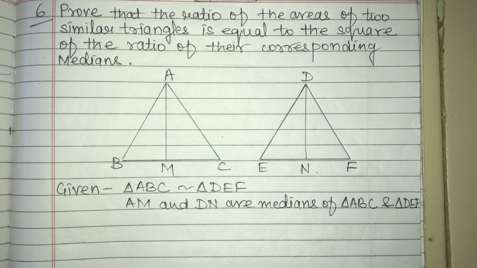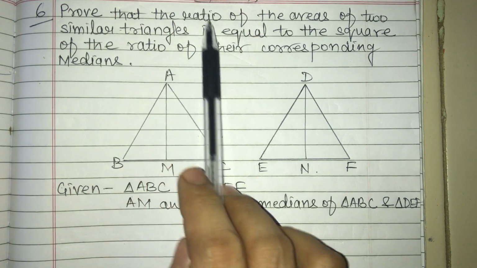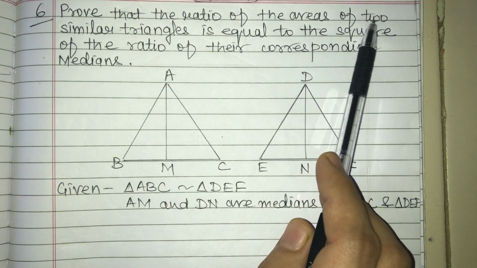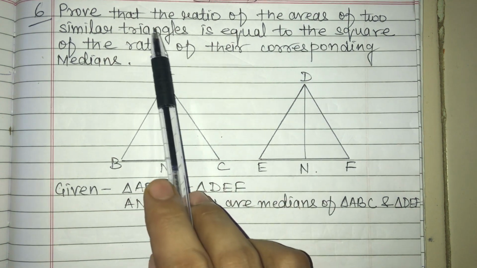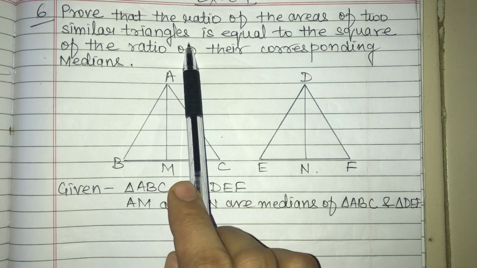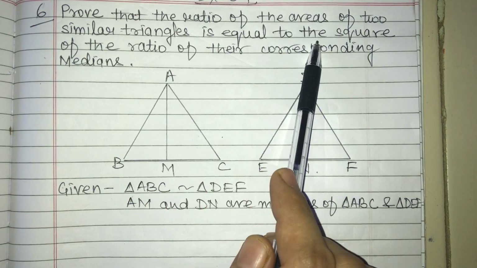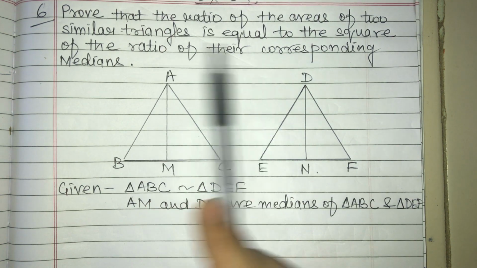Question number 6 of exercise 6.4. The question says, prove that the ratio of the areas of two similar triangles is equal to the square of the ratio of their corresponding medians.